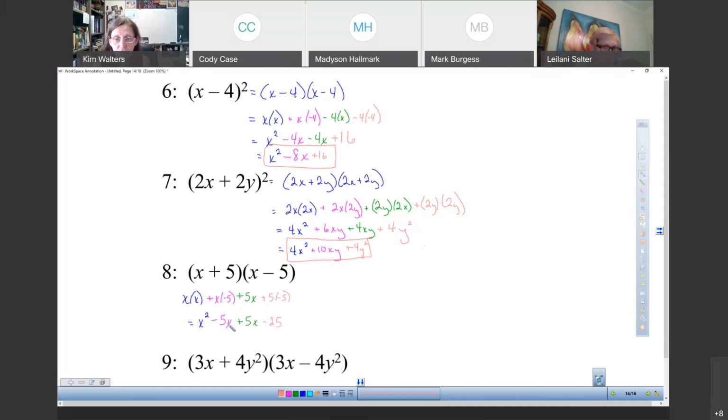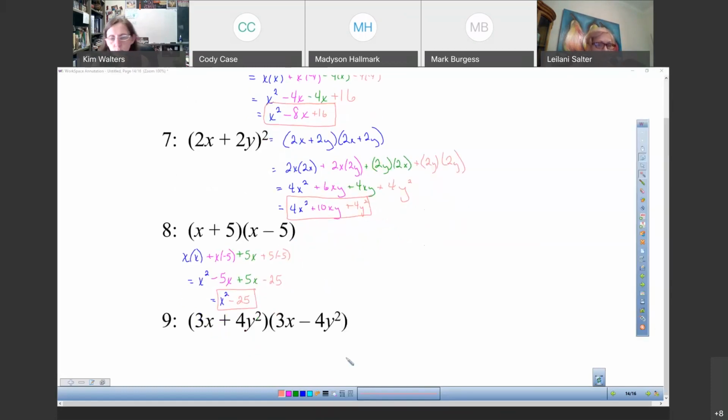My negative 5x and my 5x, whoosh, gone. So I am left with x squared minus 25. And that is my final answer. Done. My middle terms went away. That's so cool. That's actually really cool. Okay. Notice that I have exactly the same thing, I have opposite signs. That's kind of a predecessor to some things we're going to talk about later.